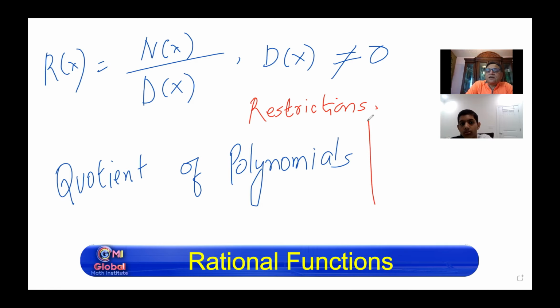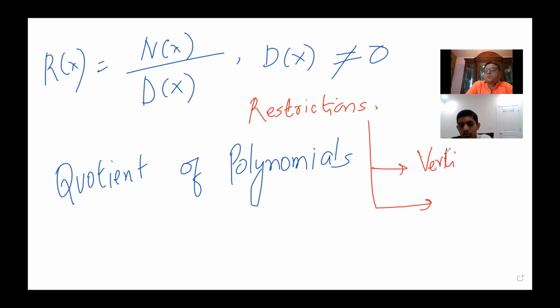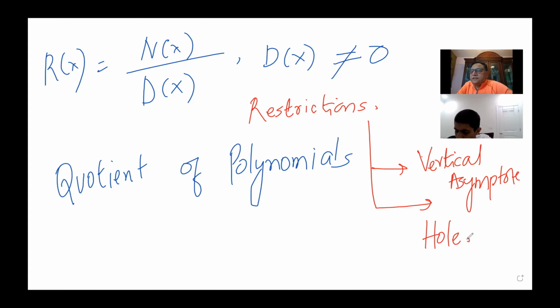Now these restrictions can lead to two things. One, a vertical asymptote. And the other is a hole. So we'll talk about both these things. When do you get a vertical asymptote and when do you get a hole? Perfect. So we'll actually begin from here. You've given me a very good starting point. Normally, I would not have started from here. So let me clear all and take up examples where we'll talk about restrictions.